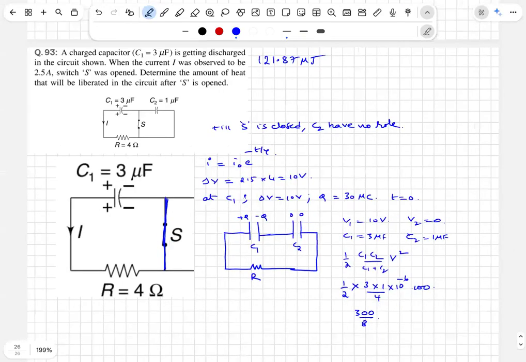Okay? So they are not asking anything related to the instantaneous charge, nothing. So I got the answer as 37.5 microjoules.